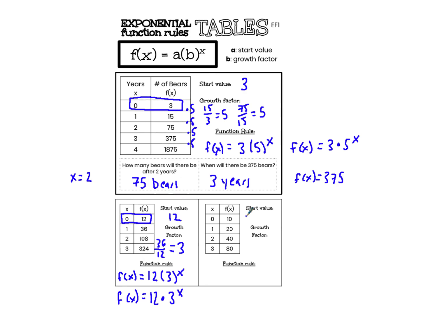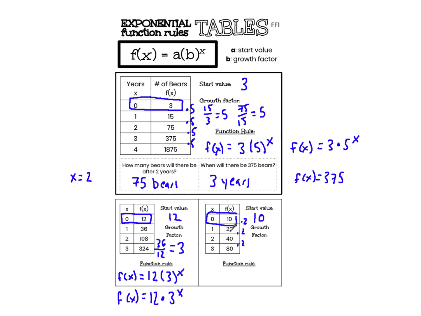In my next example, I'm looking for the start value, the value of f of x when x is 0. My start value is 10. Now in this one, I really hope you can just look at it and see what you're multiplying by. 10 times 2 is 20. 20 times 2 is 40. 40 times 2 is 80.